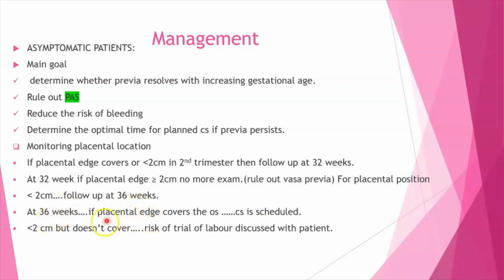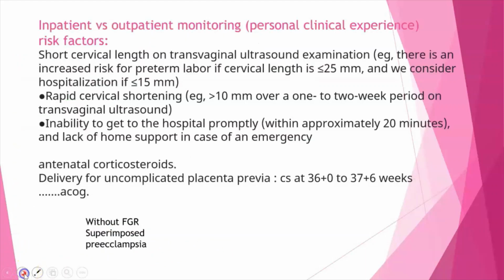If at 36 weeks the placental edge covers the os, then obviously Caesarean section is scheduled. But if it is less than 2 cm and does not cover, then risk of trial of labor can be discussed with the patient. Now there is something called inpatient versus outpatient monitoring. Friends, inpatient monitoring can be done in case of short cervical length on TVS, rapid cervical shortening and inability to get to the hospital promptly.